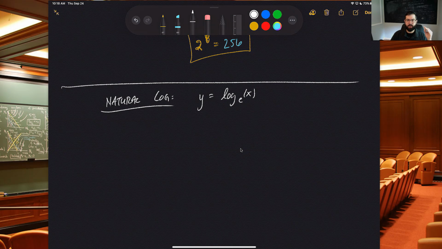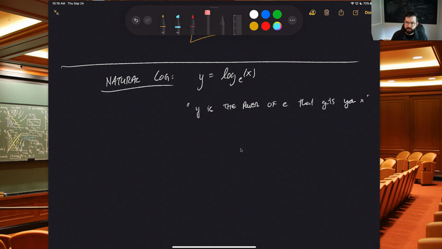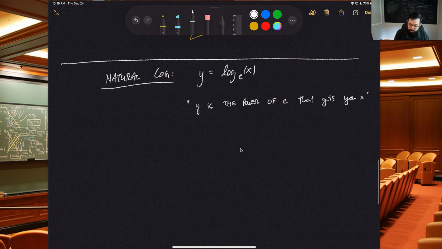And so if we have log base e of x, what does that mean? This is y is the power of e that gets you x. And since there's no nice powers of e, because e is an irrational number, I'm not going to highlight this with an example, but we'll go through a few later.